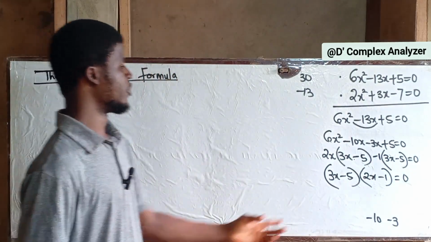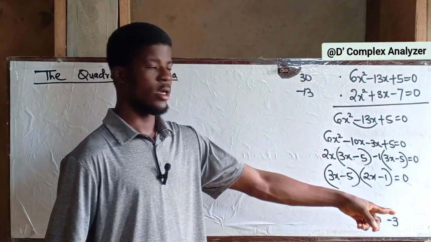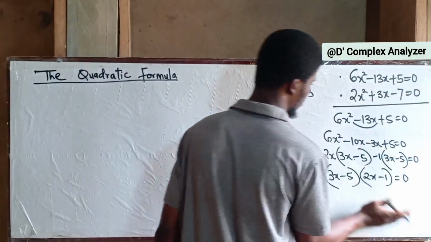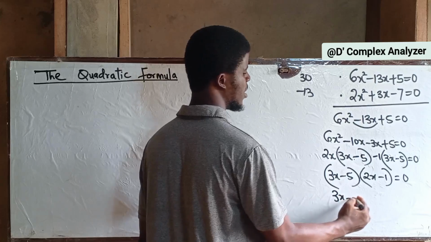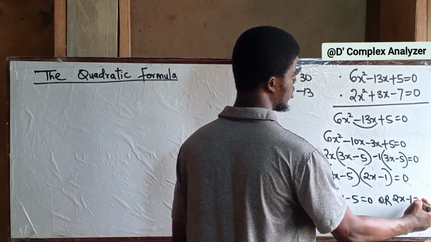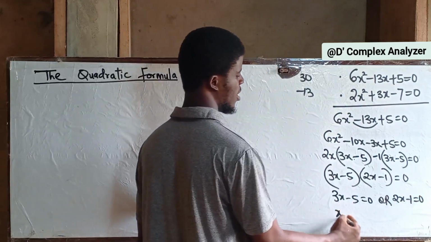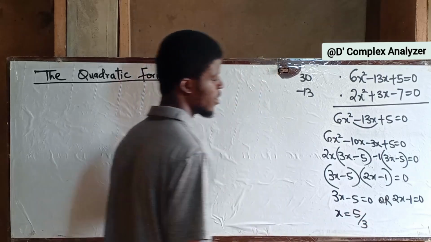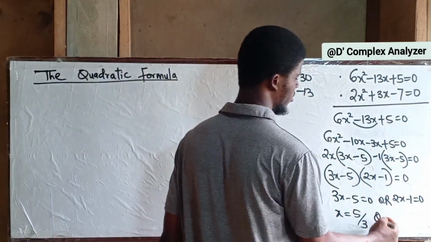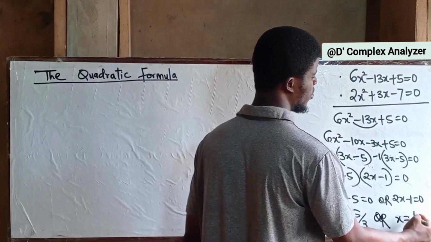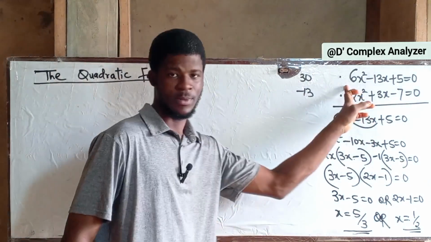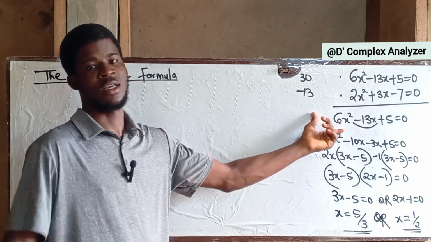So, if the product of two numbers is equal to 0, it means that any of the numbers is 0. So I can set either of them to 0. Either 3x minus 5 is 0, or 2x minus 1 is what? 0. From here, x is equal to 5 over 3, if you collect like terms and divide both sides by the coefficient of x, which is 3. Or, from the other side, x is equal to positive 1 divided by 2. This is it. For the first equation, it is factorable. The left-hand side can be factorized.